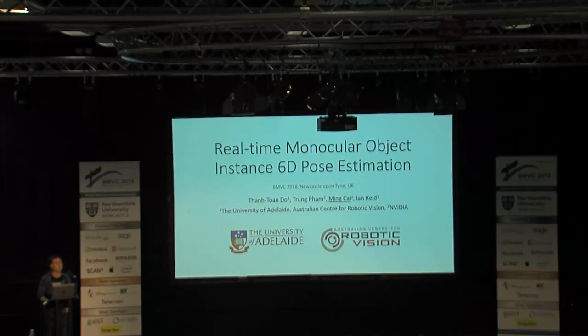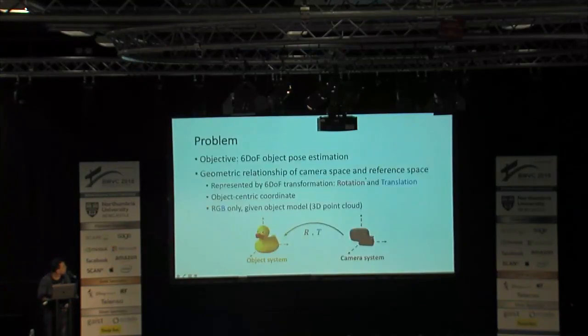Please allow me to start with the problem we're trying to solve in this work. The objective we want to try solving in our paper is six degree of freedom object pose estimation. As we all know, pose estimation is one of the fundamental problems in computer vision. It tries to find the geometry relationship between the camera and the reference system.